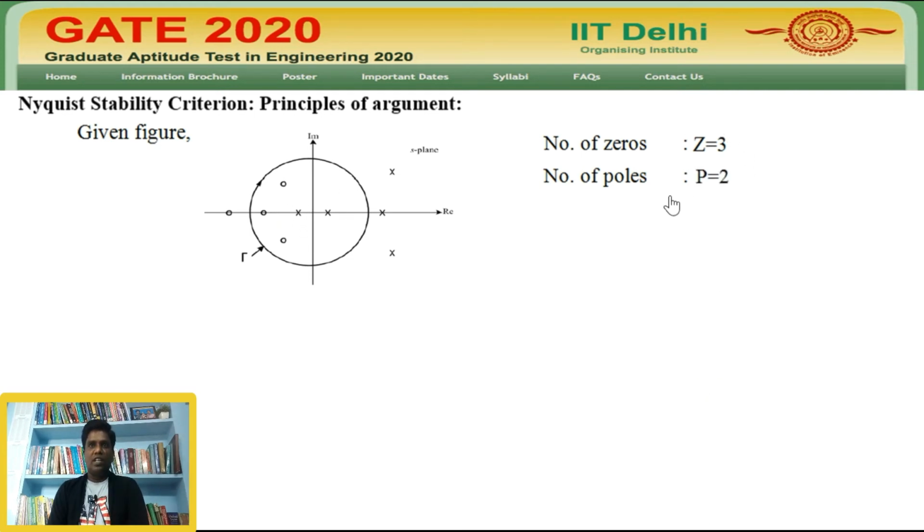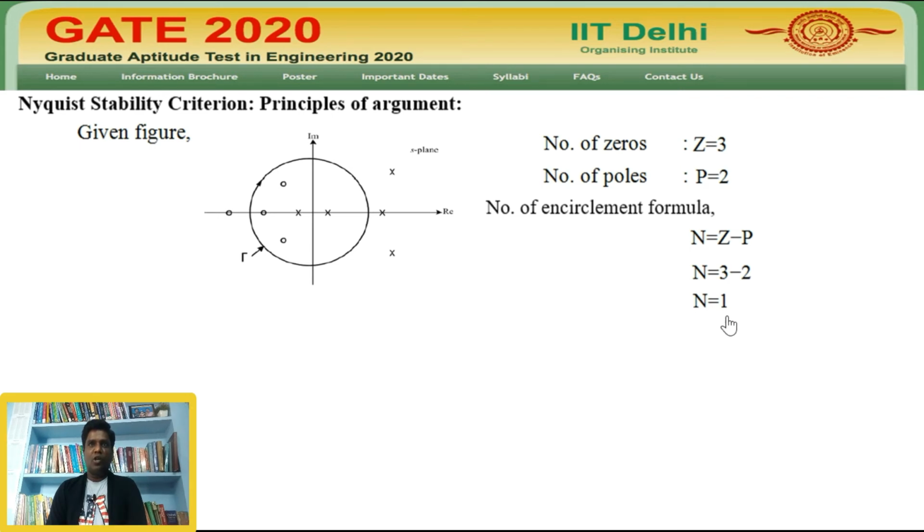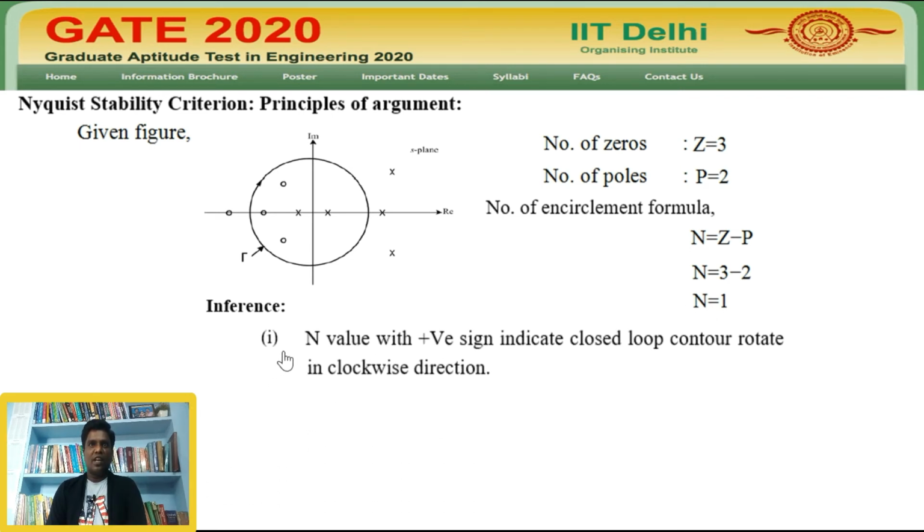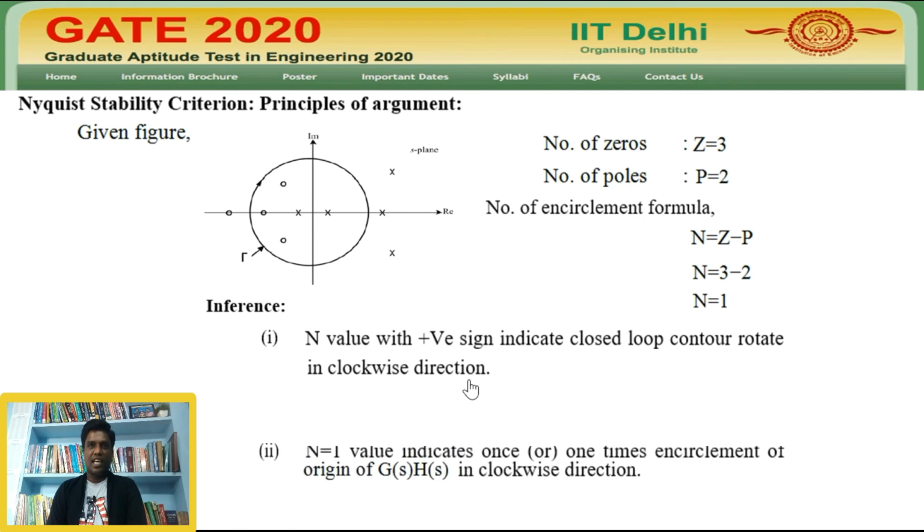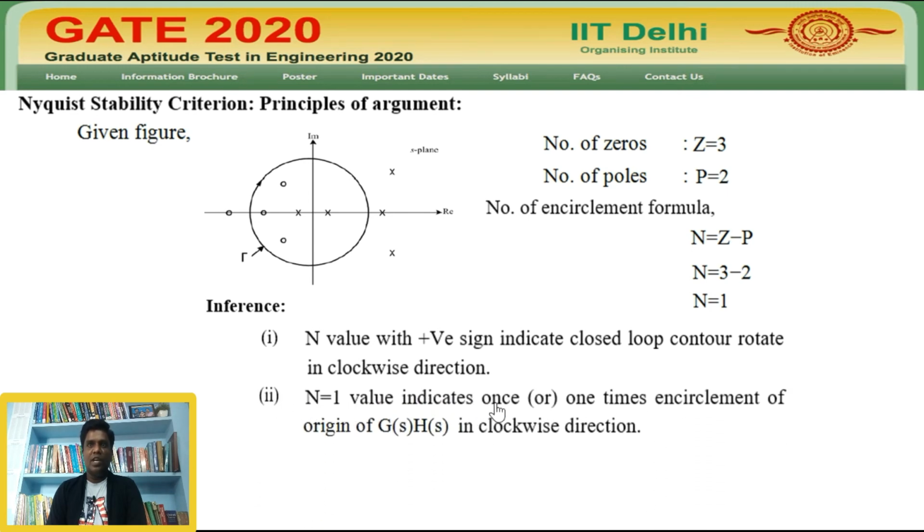Now substitute these two values in the encirclement formula, N = Z - P. After substitution, N = 3 - 2. Finally, N = 1. The inference of N = 1 is, first, the positive sign indicates the closed loop contour rotates in the clockwise direction. Second, N = 1 indicates once the encirclement of the origin of G(s)H(s) in the clockwise direction.